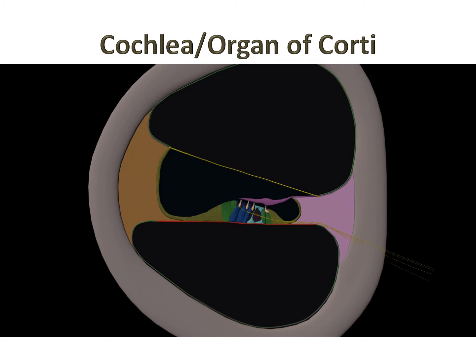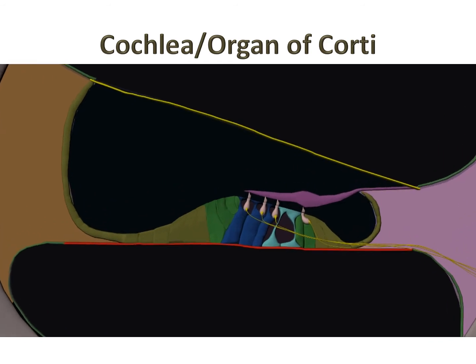Once the vibration is received by the oval window, that vibration travels through the scala vestibuli as pressure waves in the perilymph, which is transmitted through the vestibular membrane to the endolymph of the cochlear duct. This pressure causes the basilar membrane to oscillate, and the pressure is dissipated by the perilymph of the scala tympani once it reaches the round window.